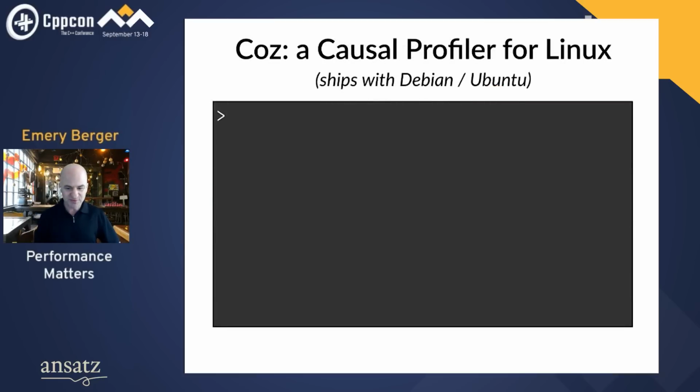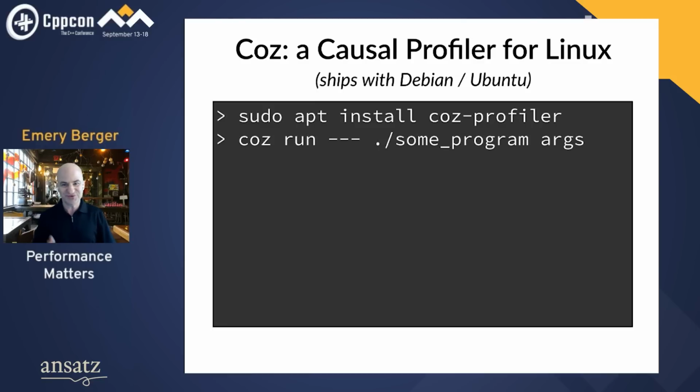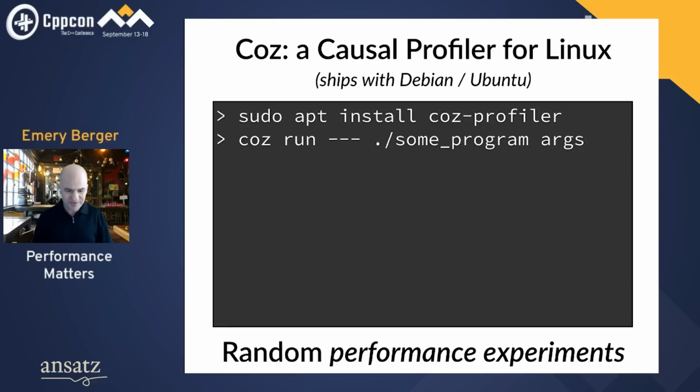So we built a causal profiler for Linux. It ships with Debian and Ubuntu. It's also on GitHub. Unfortunately, it does not work on Windows, but what are you going to do? What you're going to do is you're going to use Linux to do this. So this is how you run it. You say coz run, dash dash dash. That consumes all the command line arguments. Then you write your program code, just as usual.